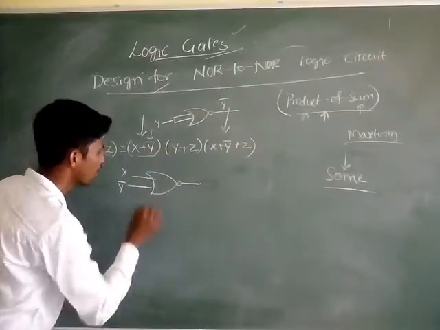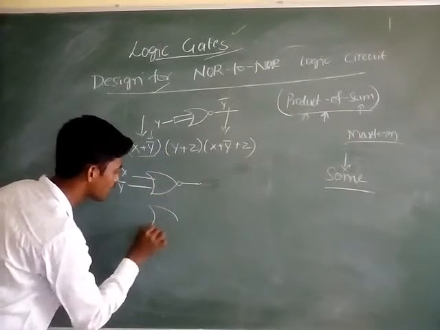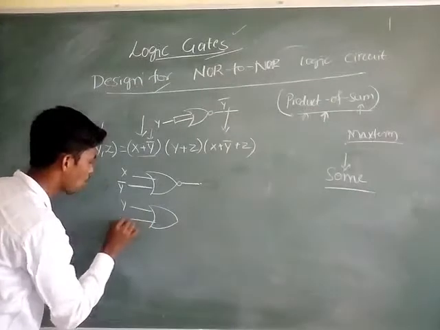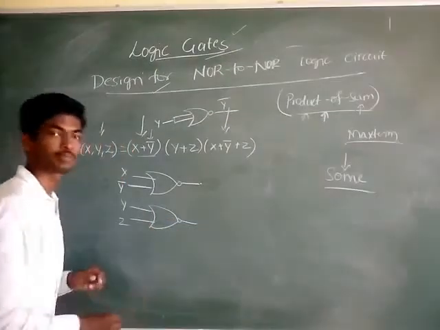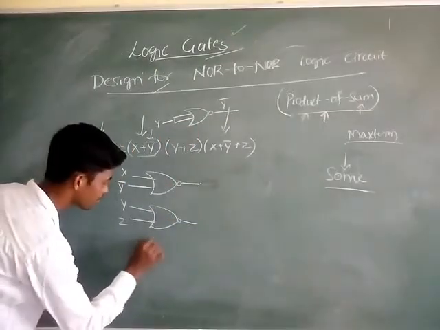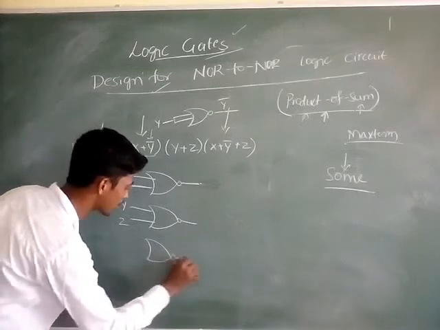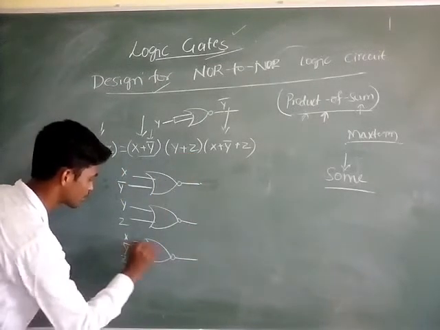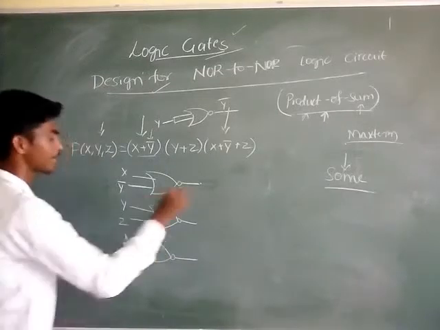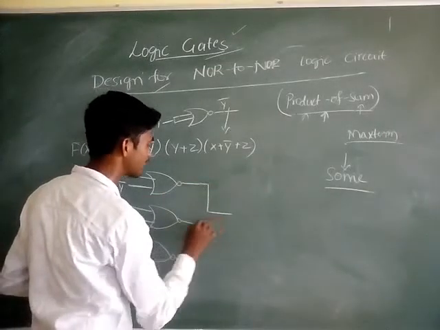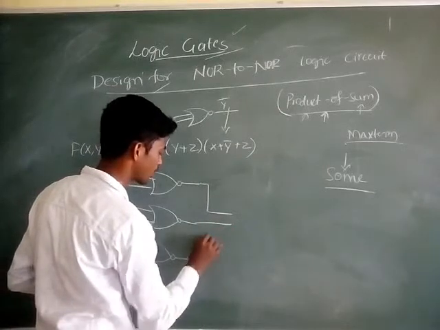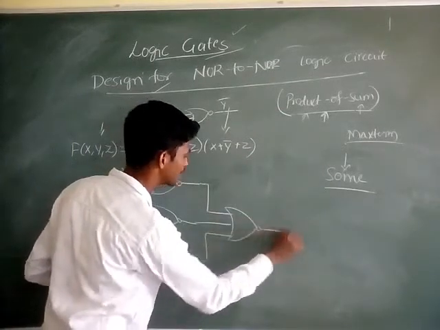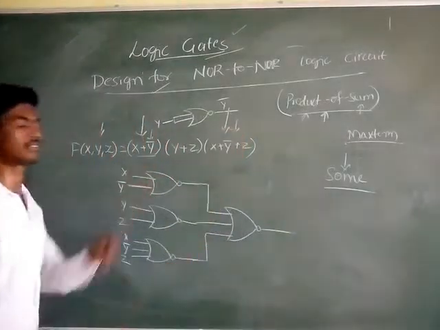For the next sum term, y plus z, I will provide a NOR gate with the two inputs y and z. For the third one, a NOR gate with three inputs: x, y complement and z. And you can easily connect these three to another NOR gate. It will provide you the result of the expression.